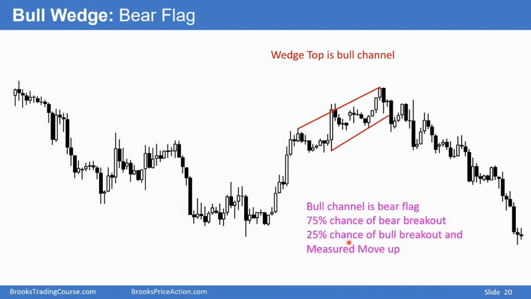Bull channel, bear flag, only 25% chance of a bull breakout and a swing up, 75% chance the market will break below the bottom of the channel, which simply means breaking below the bull trend line, which it did, and it could simply go sideways and then resume up, but 75% chance you'll break below the bottom of the channel.